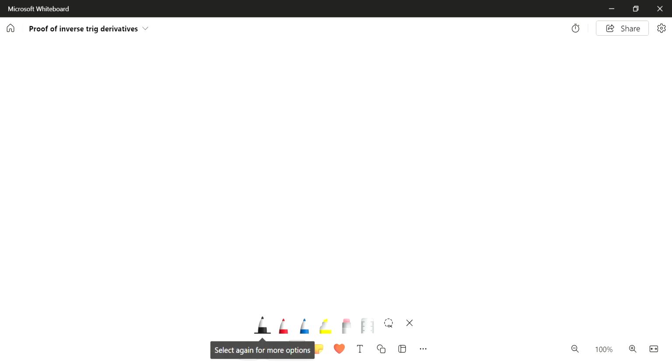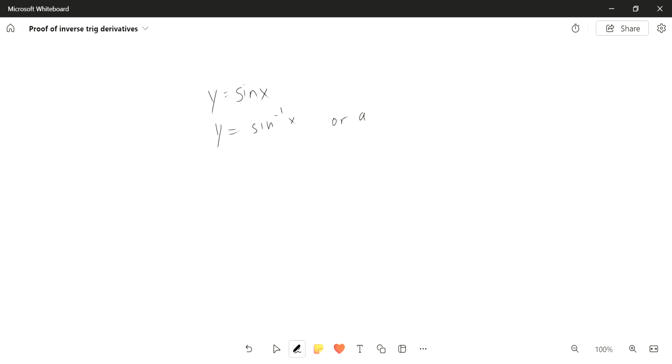Today we're proving the inverse trig derivatives, which come up from time to time in differentiation. So what is an inverse trig derivative? If you have something like y is equal to sine x as your normal operation, then your inverse would be sine inverse x, or as I write it, arc sine x, or even a sine x. It depends on the person. Different people use different notations.